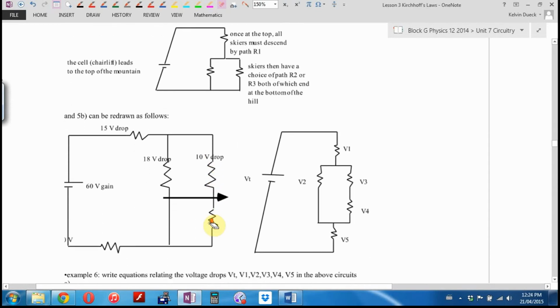5B could be redrawn as a big chairlift, 60 volts. Everyone loses 15 volts. Some of you were better skiers. You went down the one big hill, and this one big hill was 18 volts. I'm not so good a skier. I went through the two smaller hills. One hill was 10 volts, one hill was 8 volts. Although I still, Rob, did lose 18 volts. How do I know I had to lose 18 volts? Well, if we shook hands and met up, we must have gone through the same height drop.